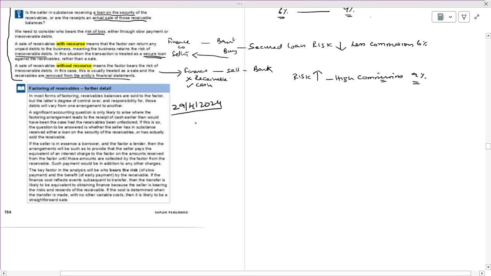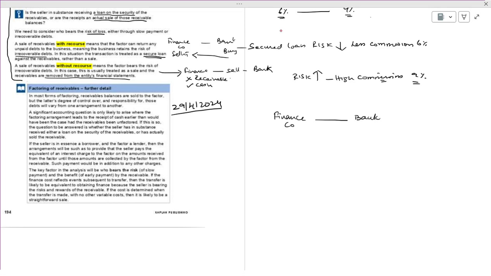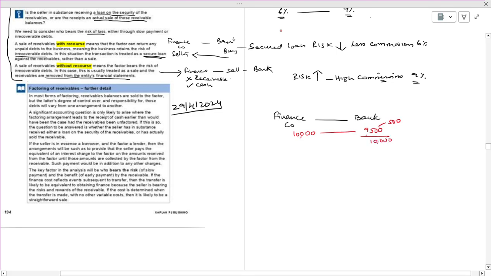With recourse means they can return any unpaid debts. Let me go through it again. A finance company approaches a bank and sells its receivables. They have receivables of 10,000, a small amount, and they sell them to the bank. They will get 9,500, and the bank will charge 500 as commission and processing fees. The bank takes responsibility to recover the total amount of 10,000. If anything is not recovered, the bank will transfer it back to the finance company and they get the money back. This is with recourse.